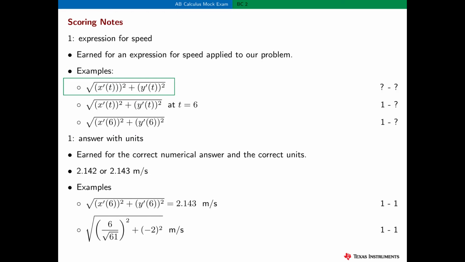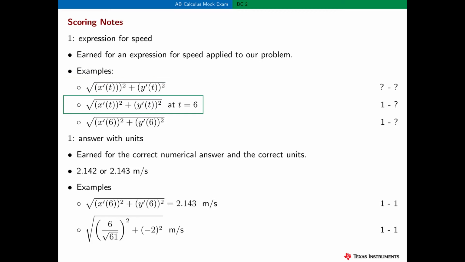This response is a general expression for speed. It's not applied to our problem. So no points are earned yet. The student could, of course, go on to use this formula in the context of our problem and earn points.